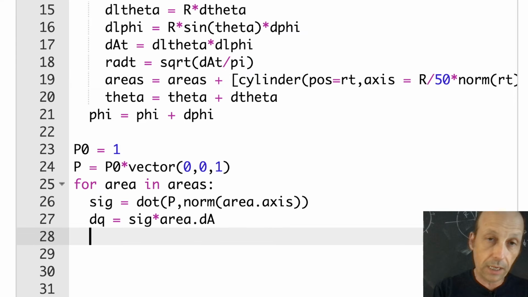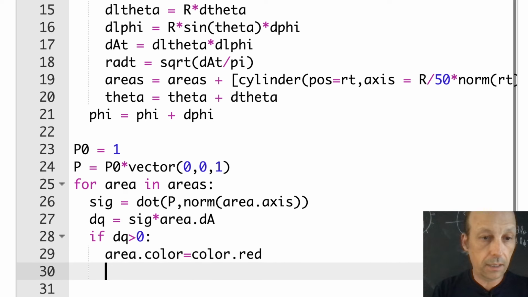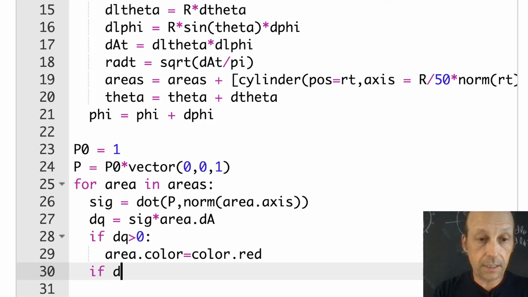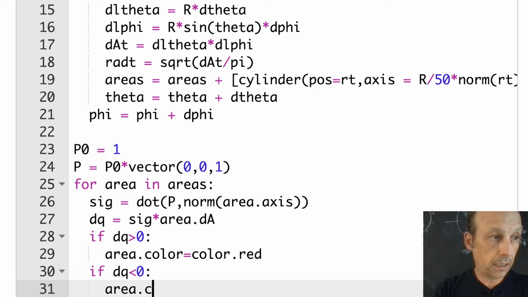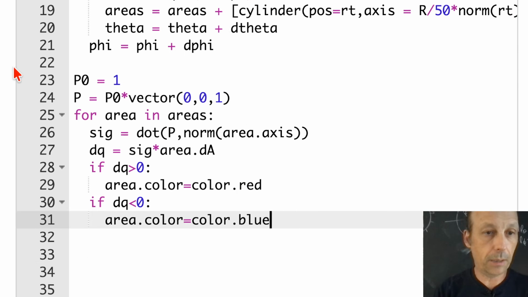Now what I want to do is to put the color of the charge. So positive is red, negative is blue. So if dq is greater than 0, then area.color equals color.red. If dq less than 0, area.color equals color.blue. Now you may say, well, you could just say if else, but this means that if it is 0, then it stays white. Okay. Let's see what happens.